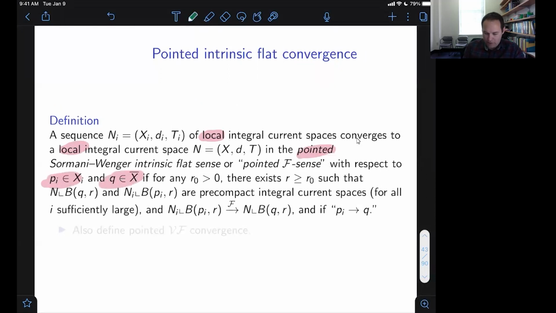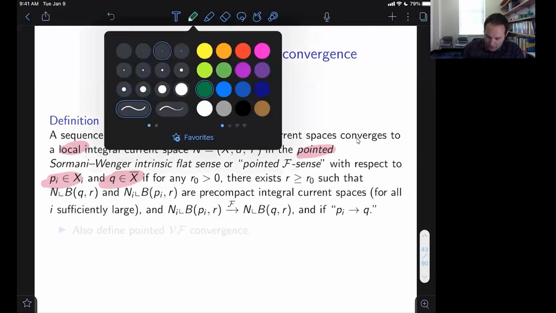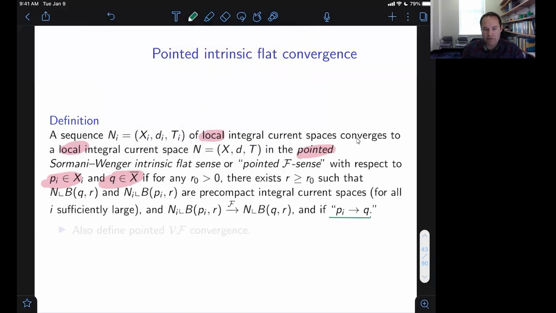And it's just what you would expect. If given any radius, you can find a potentially larger radius so that the restricted integral current spaces converge in the intrinsic flat sense. And then also if you have the points converging as we defined in the previous sense. So it's a natural notion of extending intrinsic flat convergence to the pointed case. Similarly, you can define VF convergence where you would just require VF right there so that you're not having a mass drop.